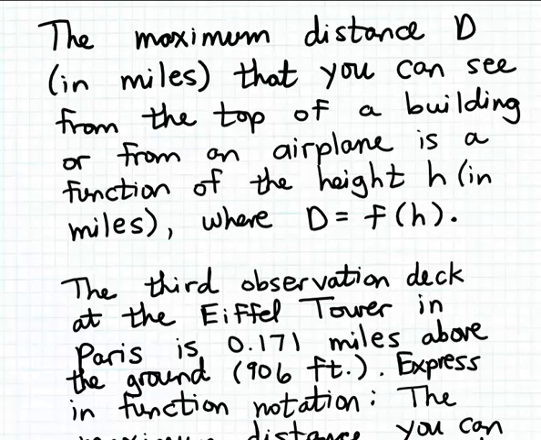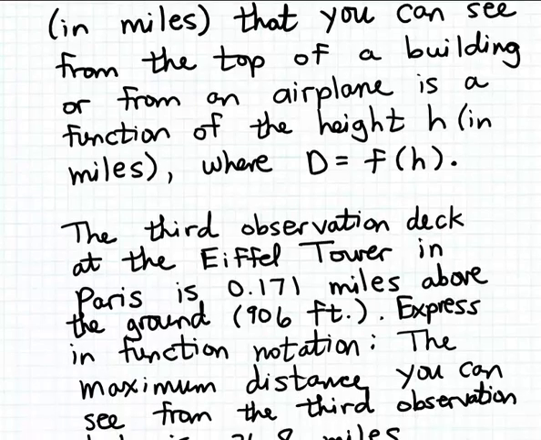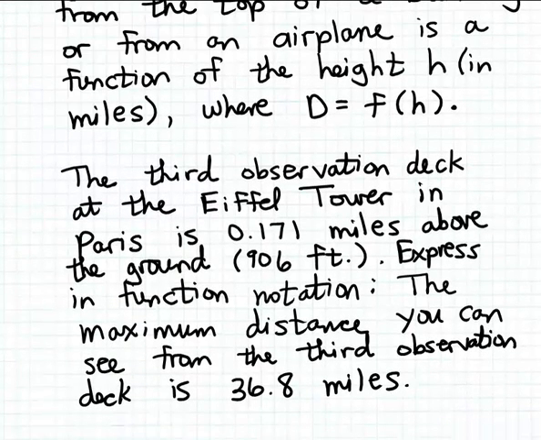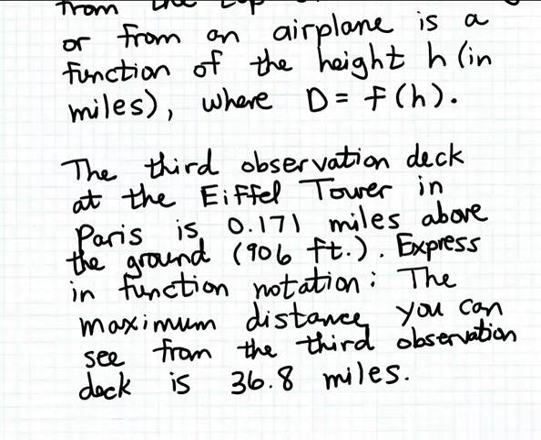So when we write d equals f of h, this equation, that's the mathematical or the symbolic way of expressing this statement that d is a function of, or is determined by, the height h. All right, so let's see what we're going to be asked to do with this function. So let me scroll up a little bit here.